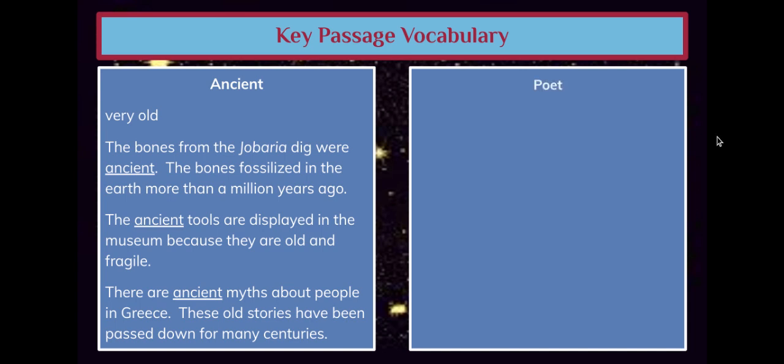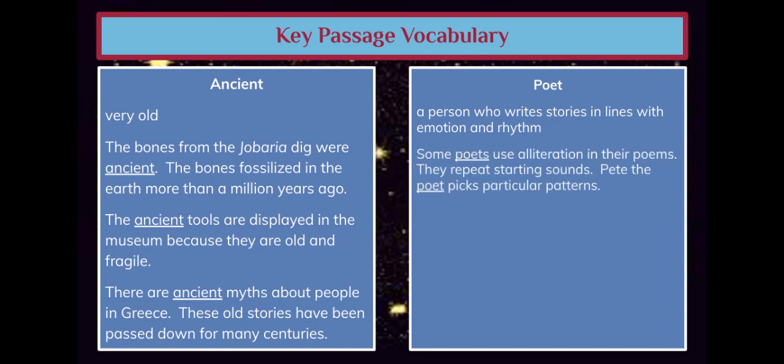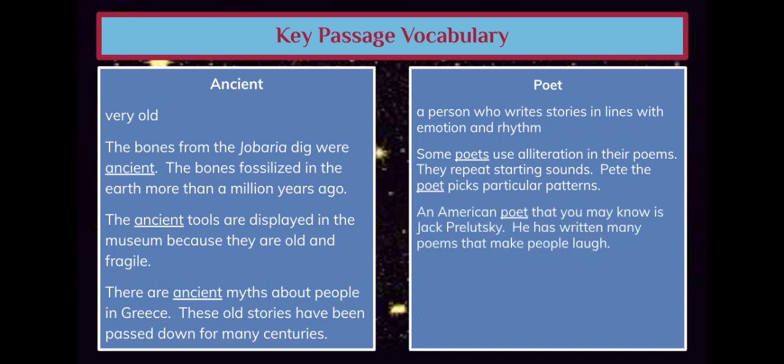Let's read the next word together. Poet. A poet is a person who writes stories in lines with emotion and rhythm. What is a person who writes stories in lines with rhythm? Some poets use alliteration in their poems. They repeat starting sounds. Pete the poet picks particular patterns. An American poet that you might know is Jack Prelutsky. He has written many poems that make people laugh.